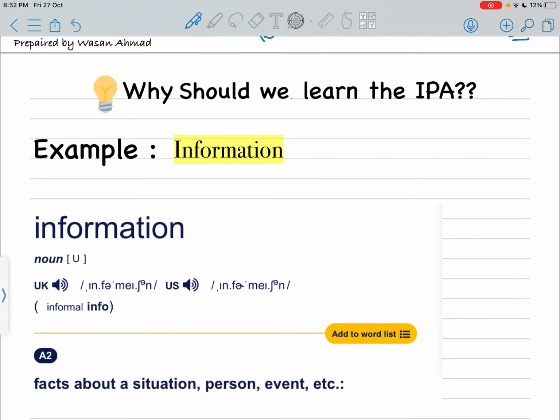Why should we learn the IPA? Because your major is English. Just obvious.